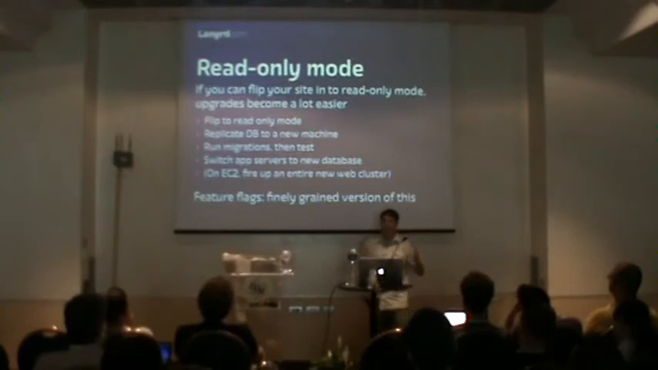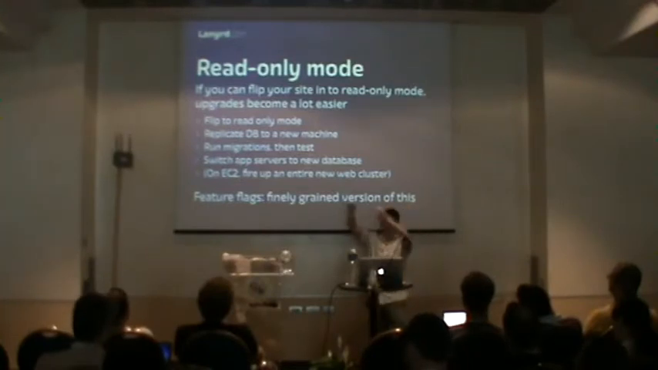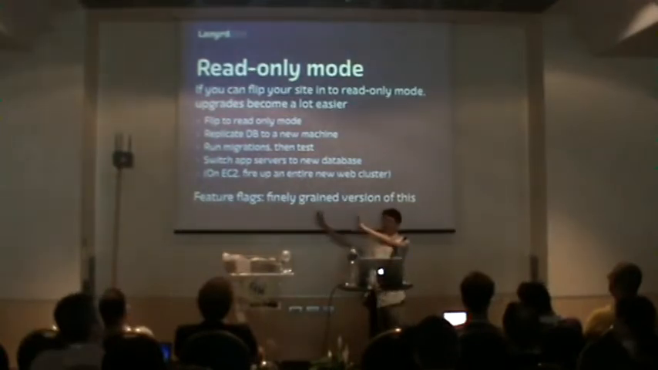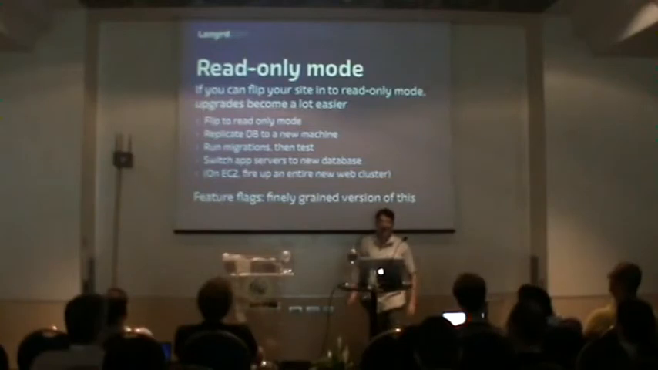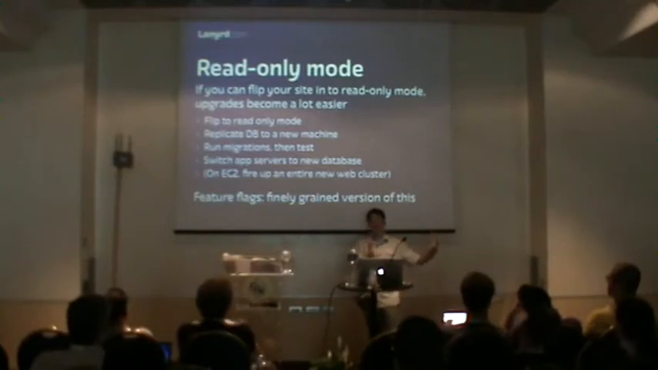If you're doing a really radical database upgrade, if you've got read-only mode, you can flip the site into read-only mode, replicate your production database onto another database server somewhere, run all of your migrations against that second database server, then get that to the point where it's all ready. Then you can point your application servers at the new database and then decommission the old one. And all the time you're making these changes, because you're on read-only mode, the copy of the database that's already sat there is serving up traffic to people.